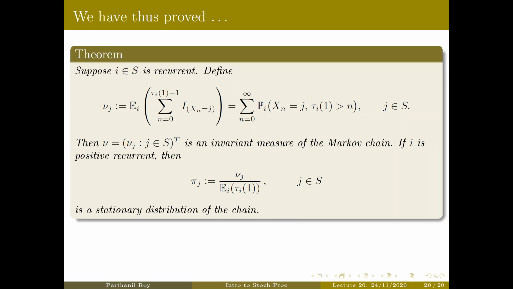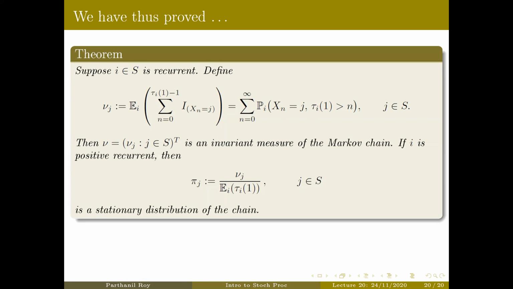then we will be able to show that this nu will still be an invariant measure, and we'll actually be able to show that any invariant measure would be a constant multiple of this invariant measure. So in other words, up to a constant multiple, the invariant measure is also unique, as long as the Markov chain is irreducible and the state is recurrent.